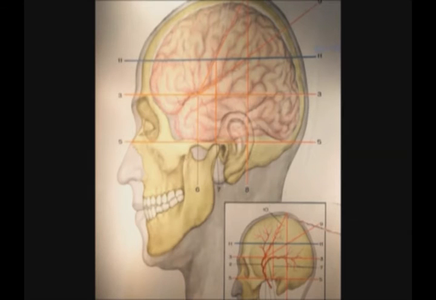For example, in the scheme of craniocerebral topography of Krenlein, 2 horizontal lines and 3 vertical lines are drawn on the cranium.